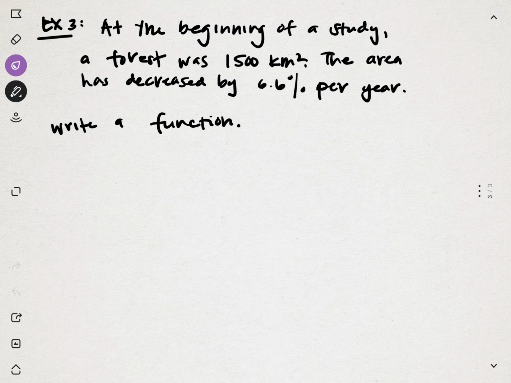Okay, last example. This time we're trying to write a function. So at the beginning of a study, a forest was 1,500 square kilometers. The area has decreased by 6.6% per year. So sadly, this forest is getting smaller. It's decreasing by 6.6%. We want to write a function, so let's do y equals. We don't have to write all this stuff in. We can just kind of talk about it. So this is going to be the a, and then 1 plus or minus the rate. And then our time is in years.